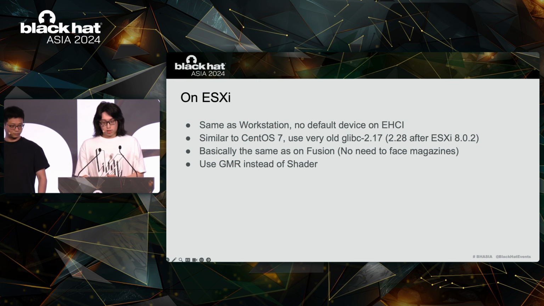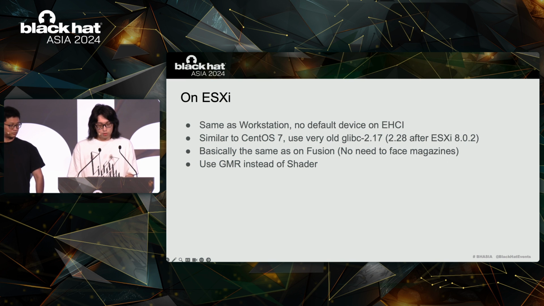The last exploitation case is on VMware ESXi. Like Workstation, there are no default devices on the EHCI controller. ESXi is a system similar to CentOS 7 using a very old glibc version 2.17. However, the new ESXi 8.02 has been updated to version 2.28, the same as CentOS 8. So the exploitation idea on ESXi will be similar to that of Fusion, and we don't need to face the randomness problem caused by the magazines. So at this point, it will be easier.